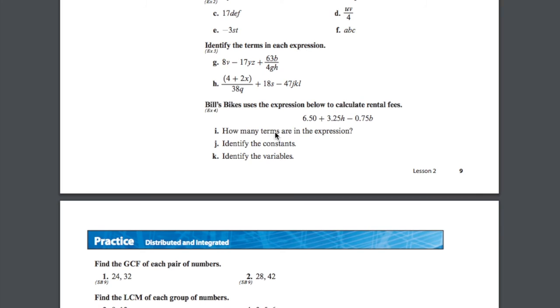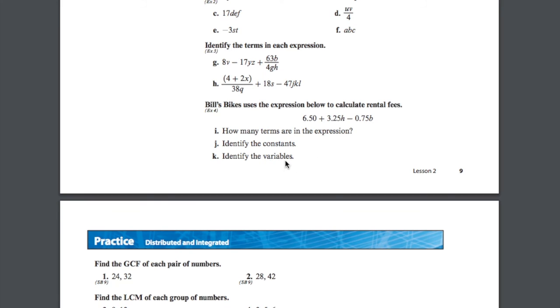Letter I says, how many terms are in the expression? Let's count the plus and minus signs. There's 2 that separate that, so it's 1, 2, 3 terms. Identify the constants. Constants, again, are going to be our numbers. 6.5, 3.25, and 0.75.